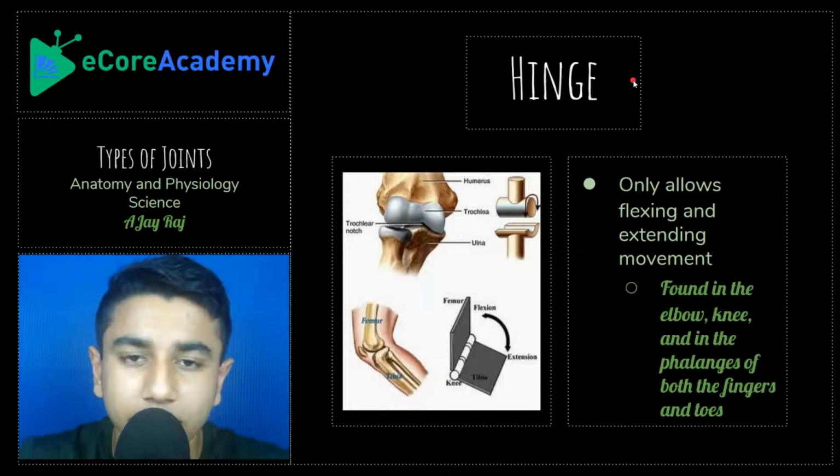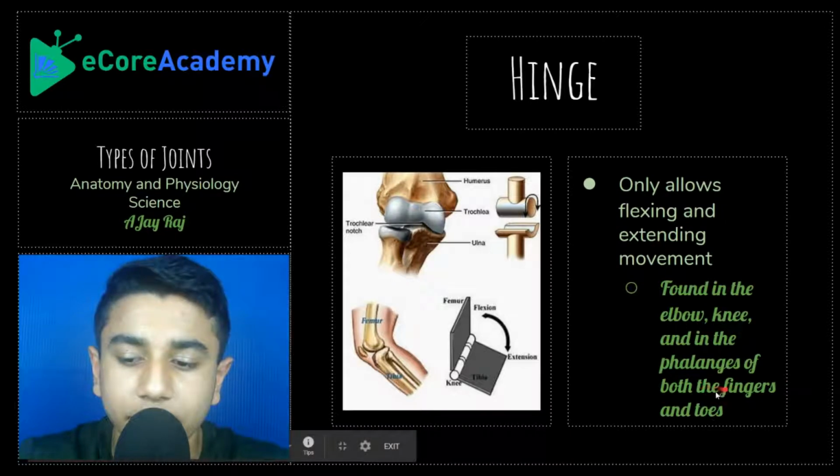I just went on a bit of a side point there, but hinge joints only allow flexing and extending movement. So that's very basic here, and it's found in the elbow, the knee, and in the phalanges of both the fingers and toes.